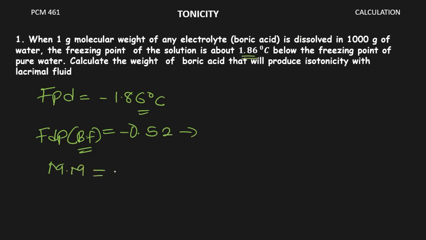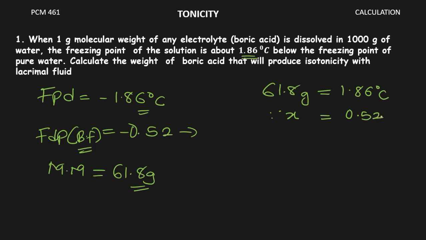Now, the molecular mass of boric acid is about what? The molecular mass was given as 61.8 gram. Is that okay? So it means 61.8 gram dissolved in 1000 gram of water gave a freezing point depression of what? 1.86, right? So we can say 61.8 gram gave what? 1.86 degrees Celsius. True or false? Therefore, x gram is supposed to give what? 0.52.